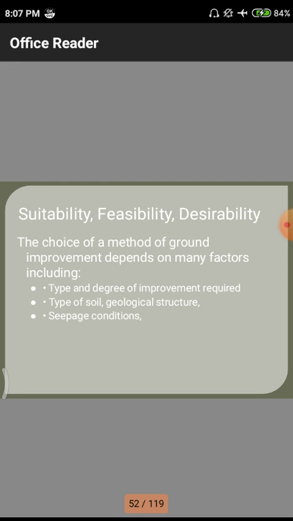Next one, we are having the type of the soil and geological structure. That means soil. Normally we face different kinds of soils: sandy soils, silty soils, clay soils, and granular soils. Depending upon the particle size and chemical content present in the particular soils, they are classified into different types.